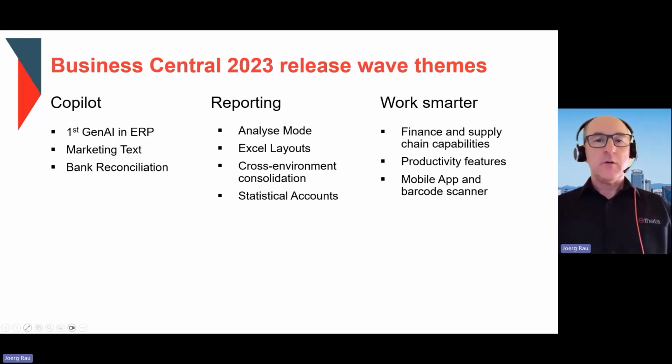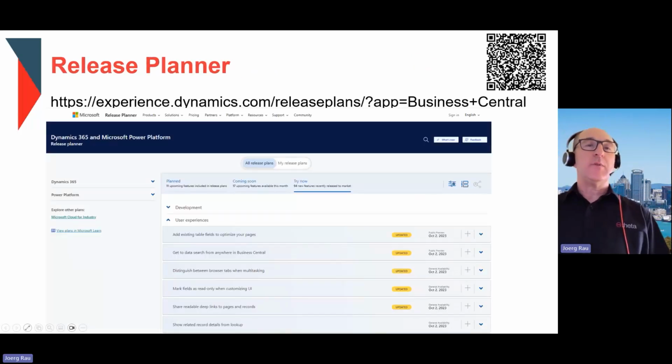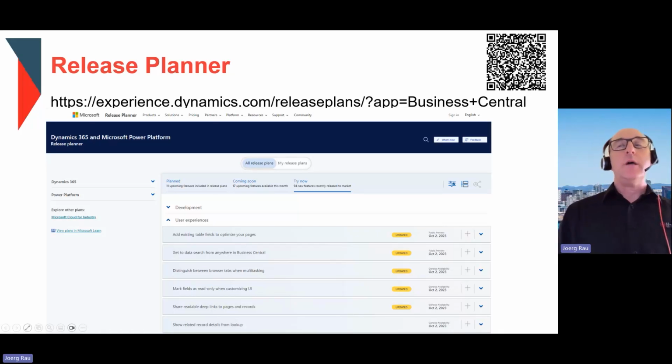So like last year, there is a release planner. I want to highlight that, where you have a QR code on the top right, which you could scan as well to open up that URL. So experiencedynamics.com release plans. You can then go on the left-hand side on the menu and choose Business Central or any other application in the Dynamics 365 or Power Platform area. Then you see what has been planned, what is coming soon, what you can try now.